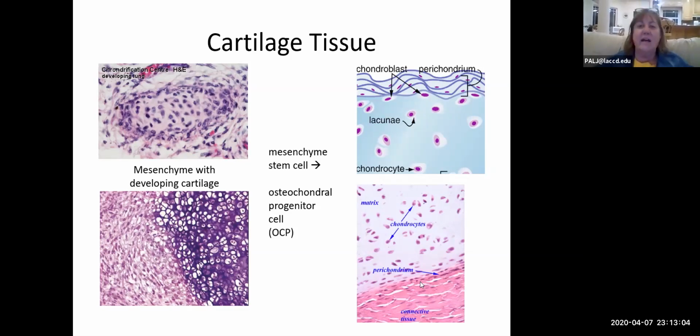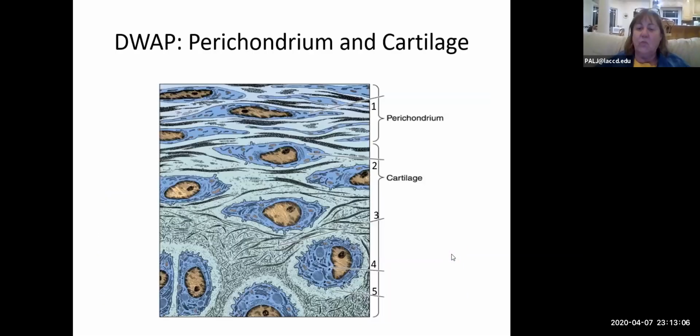All right, so if you got that, go on to this one, and here's what I need you to do. When I'm done talking, I'll tell you to stop the video. As you can see, there are 5 different things going on. I have labeled the perichondrium here, and then all the rest of this is cartilage. And then there's 5 lines. So number 1 is what kind of cell is that? Number 2, what kind of cell is that? Number 3, what is this stuff here? Number 4, what kind of cell is this? And number 5, what is that thing? So go ahead and stop it.